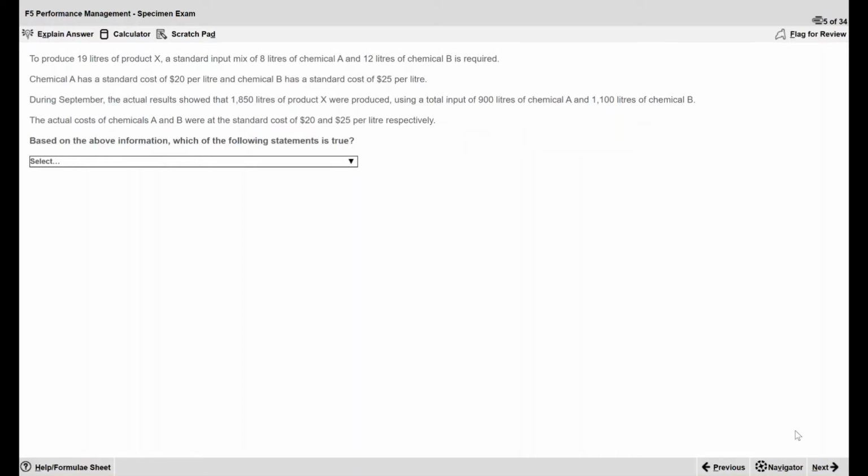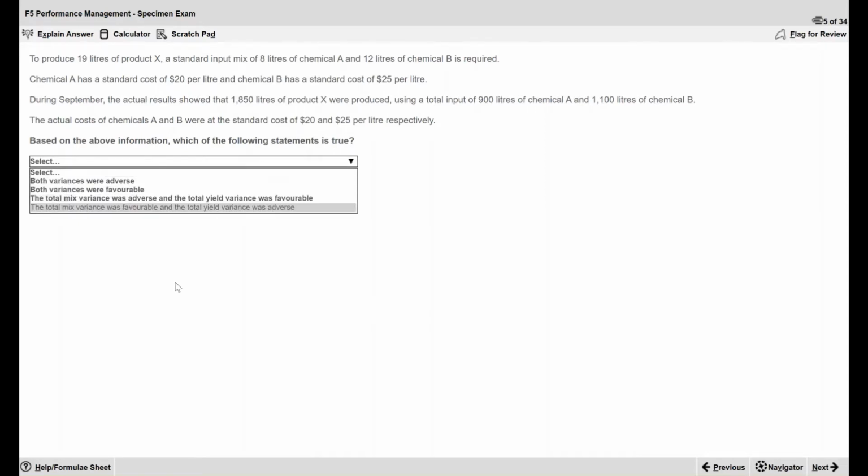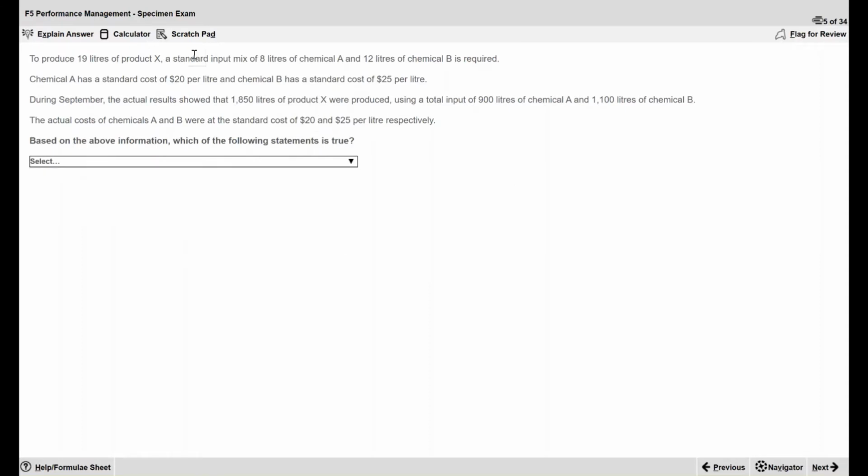Okay, based on the above information, which of the following statements is true? So this is a numerical question, it's a drop-down question, so we have to select an answer. Even though there is no calculation required here, we still have to, because it's variance analysis, we have to know how much is favorable or adverse. We need to calculate it.